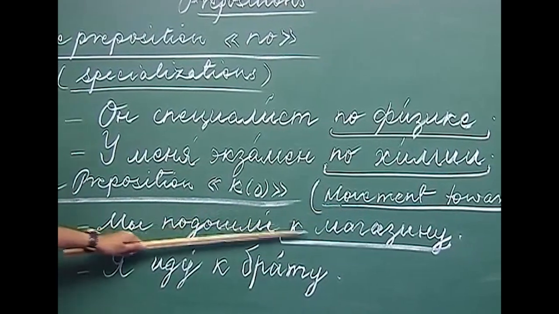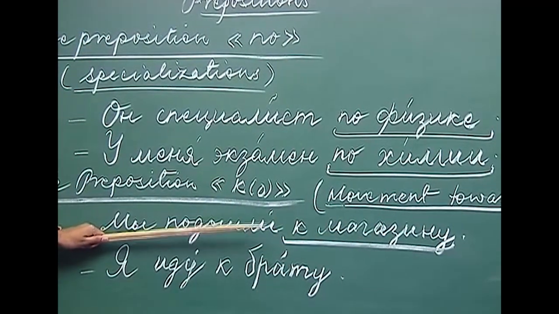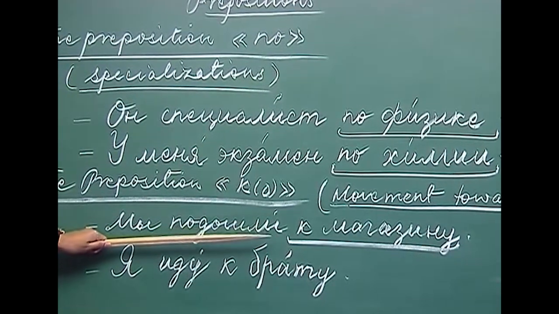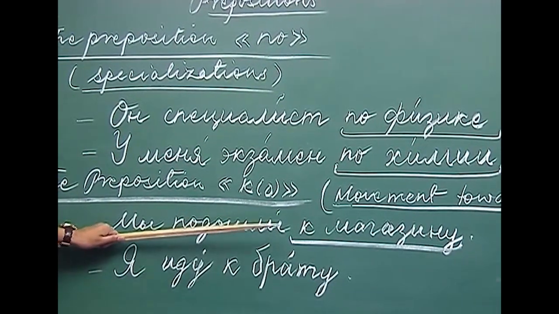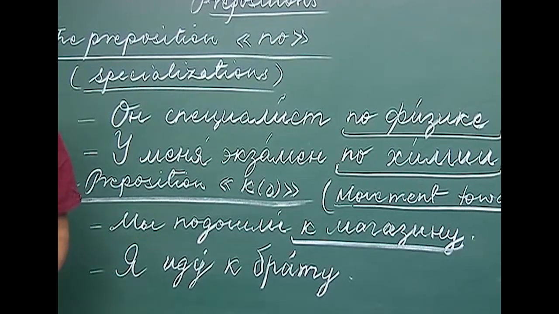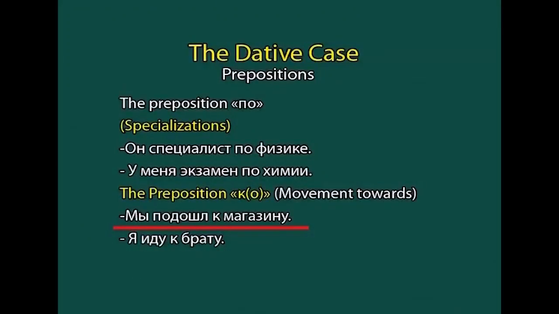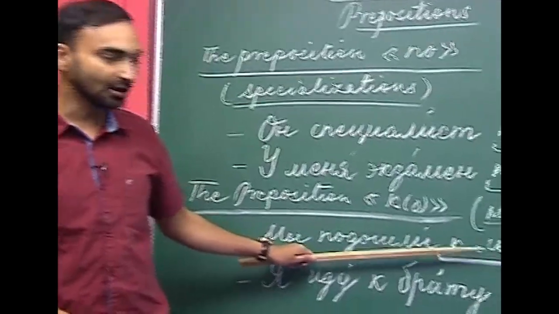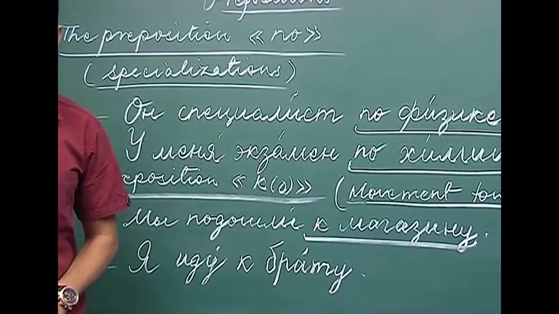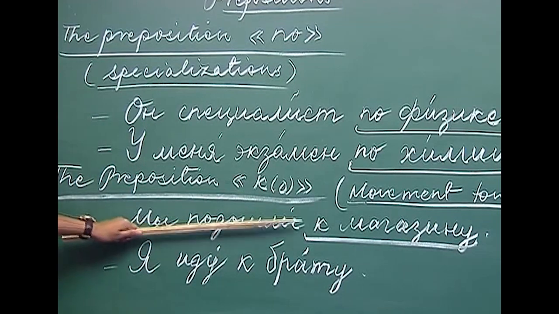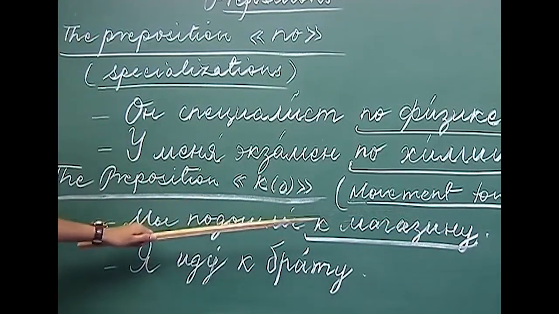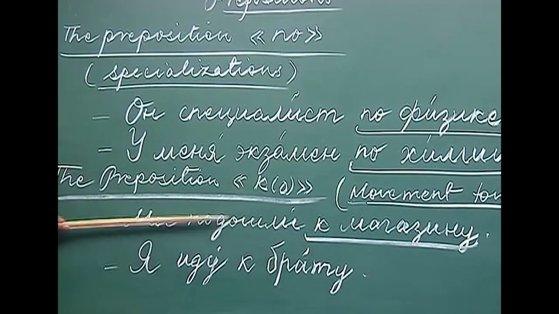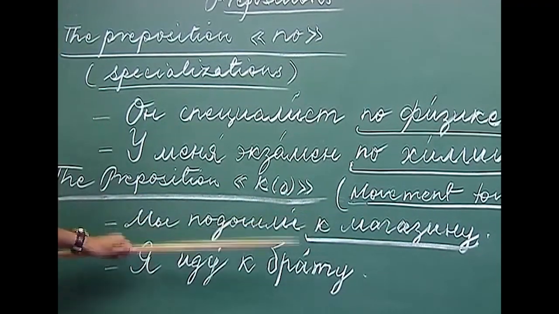Mi padashli k magazinu. The verb padaiti is a verb of motion. So, this verb itself denotes the motion or a movement towards something. Mi padashli k magazinu. If the question would be kchimu vi padashli, we will use an inanimate noun with the preposition ke to denote the movement towards something. So, we went to the shop. This is how we translate the sentence into English.